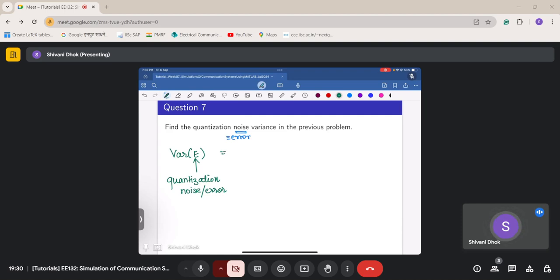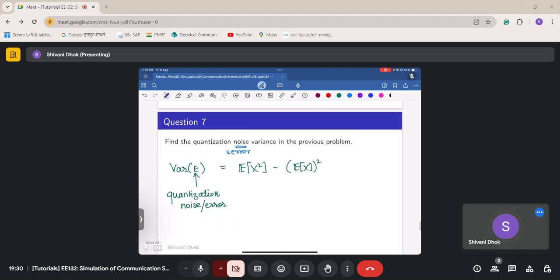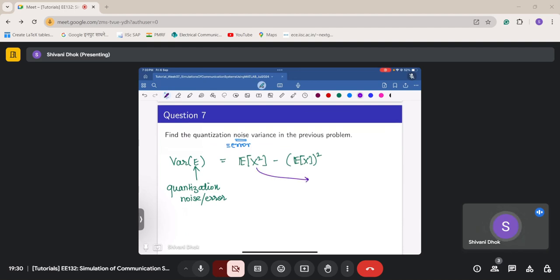In general, the variance can be written as the second moment minus the square of the first moment, that is the mean. This is a standard formula that you can look at. If you observe carefully, these two things we found out in one question before this, that is in question number 5.